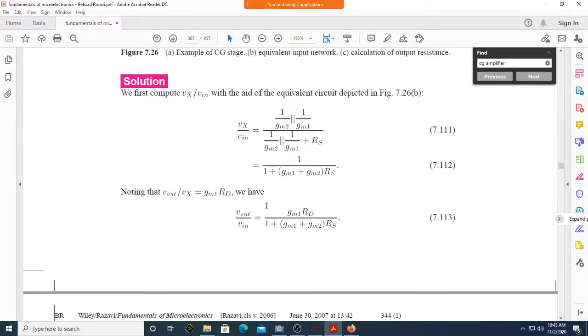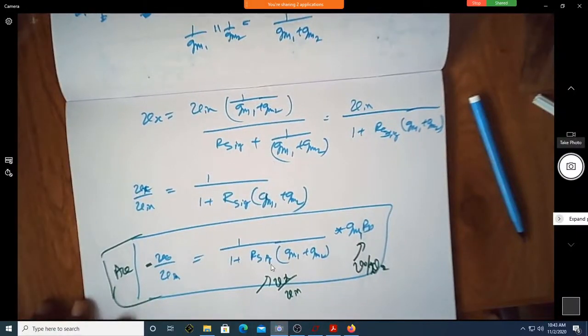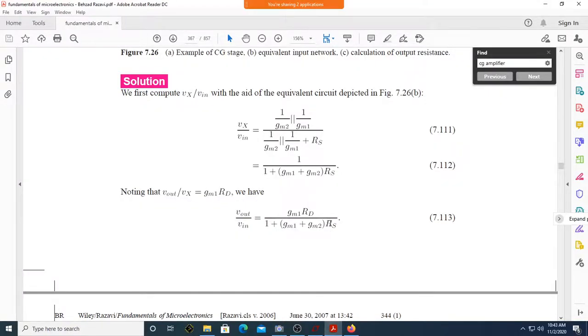Can you see here? You have only one step. If you read only the textbook, you'll go mad. V0 by Vin is gm1 into Rd by, of course, I have not written gm1, let me write gm1. Here in my notebook also it is gm1 into Rd by 1 plus R signal into gm1 plus gm2. That's what is there here. Instead of R signal, they have written it as Rs.